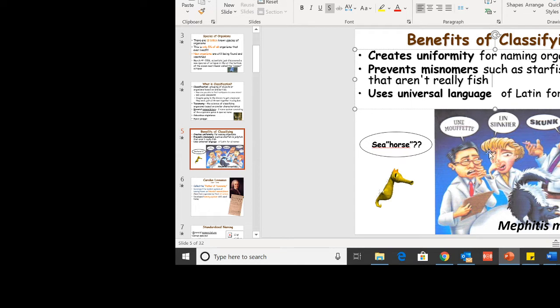Science is a universal language. This little cartoon kind of shows that. If we're all calling it something else, it's really hard to communicate scientific information. So we tend to give things a scientific name. That way we're all talking about the same thing, and it minimizes those barriers.